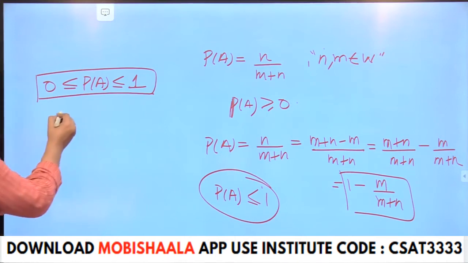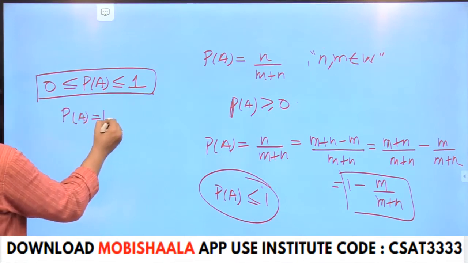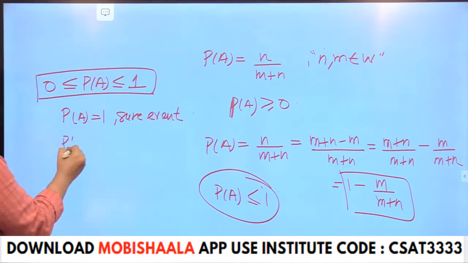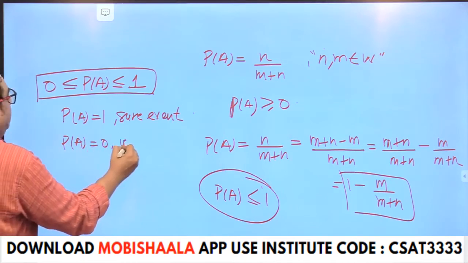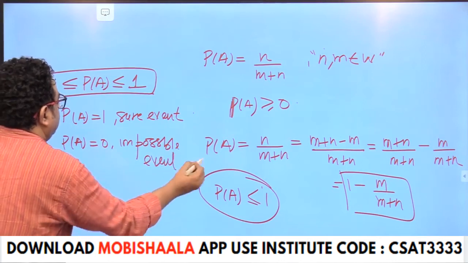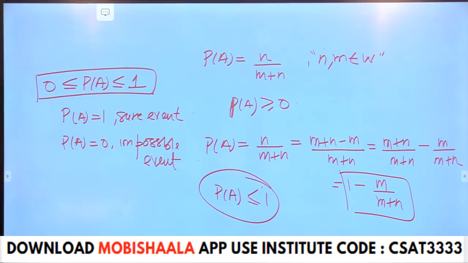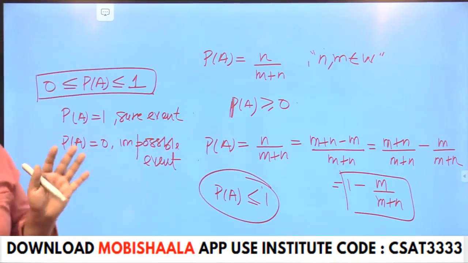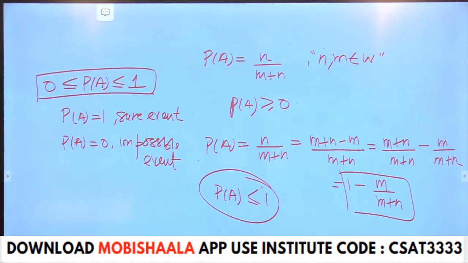So if probability of A is 1, it's called a sure event, and if probability of A is 0, it's called an impossible event. Keep this in mind, this is really important, so that you don't get confused. Probability lies between 0 and 1. So if you are getting an answer less than 0 or more than 1, there is something wrong. I hope this is clear.